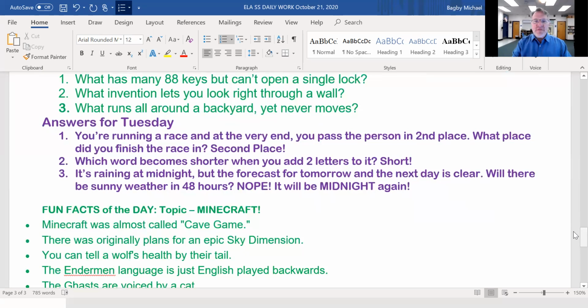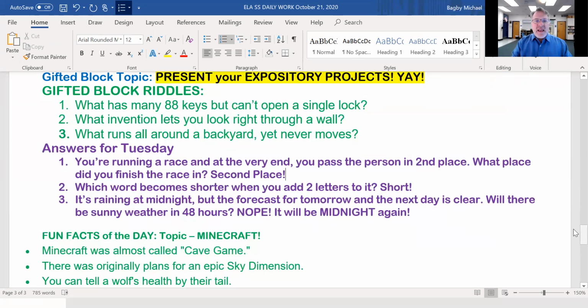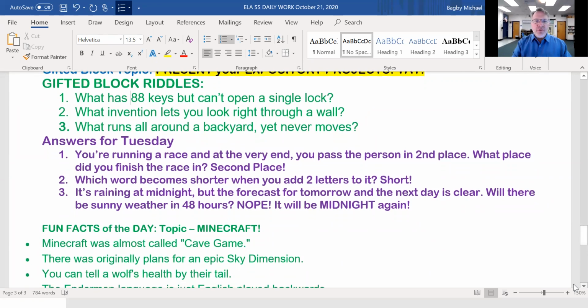In today's riddles, what has 88 keys but can't open a single lock? What invention lets you look right through a wall? What runs all around a backyard yet never moves? So those are your riddles for today.